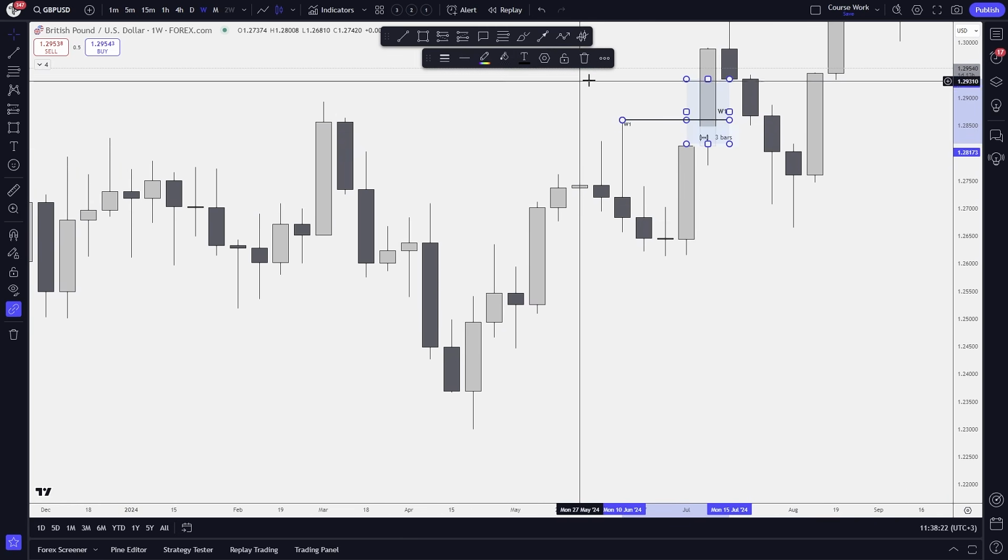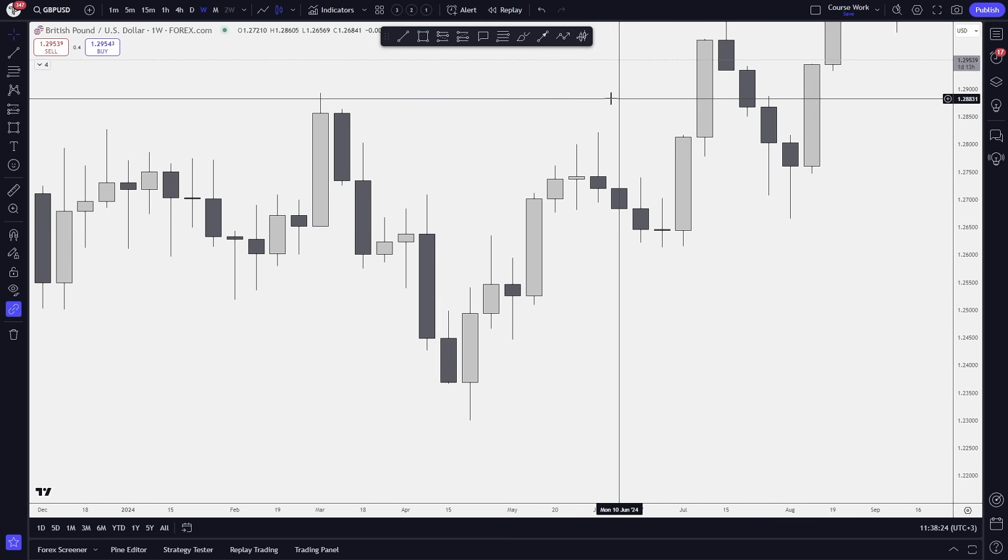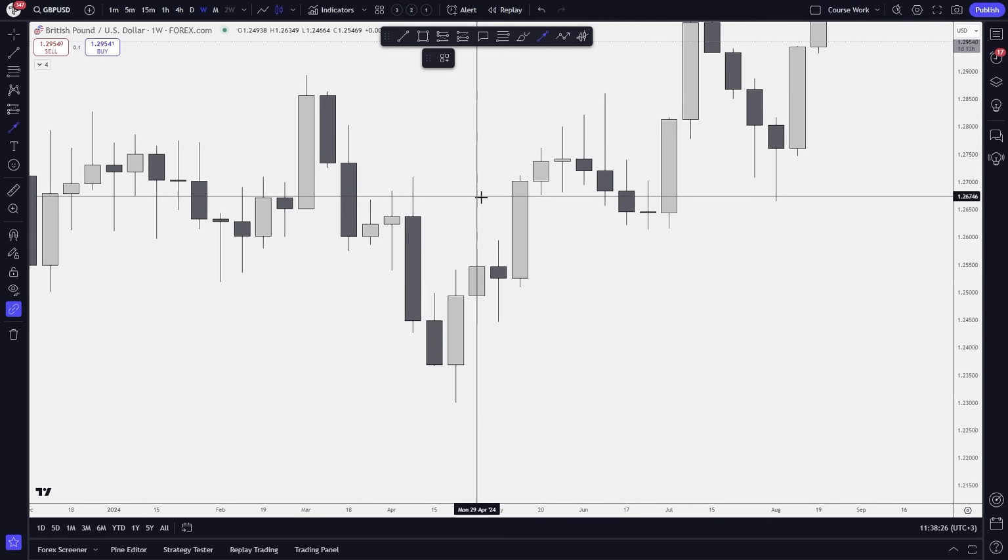Going a little bit to the left once again, this is how I want you to practice. So I'm literally practicing with you right now. What do we have here?